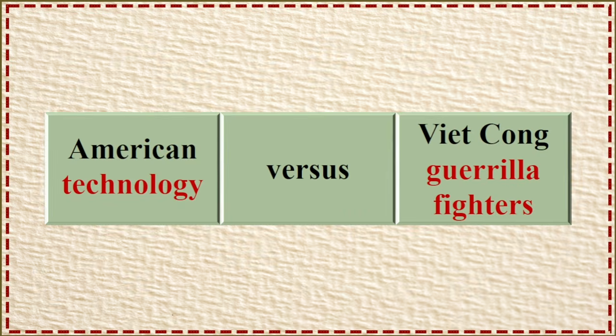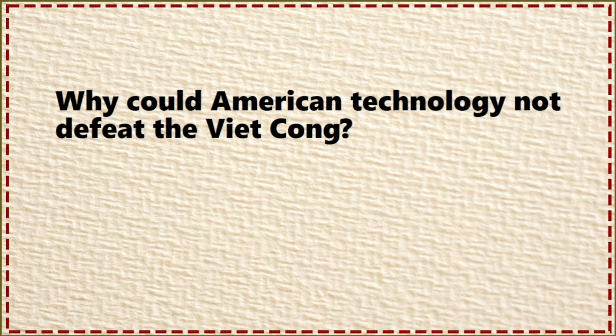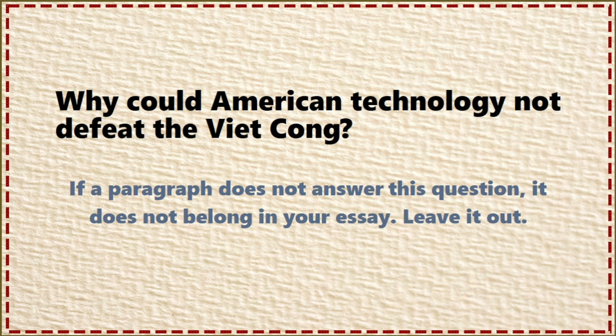The question has one very specific focus: American technology versus the Viet Cong guerrilla fighters. It is not asking you to write everything you know about the Vietnam War. It is not asking about anti-war protests in America, what the media said, the causes of the war, or political decisions made in Washington. Every paragraph you write must answer this one question: why could American technology not defeat the Viet Cong? If a paragraph does not answer this question, it does not belong in your essay. Leave it out.